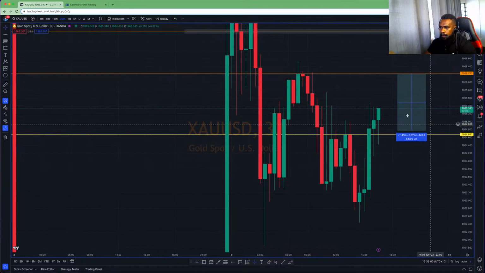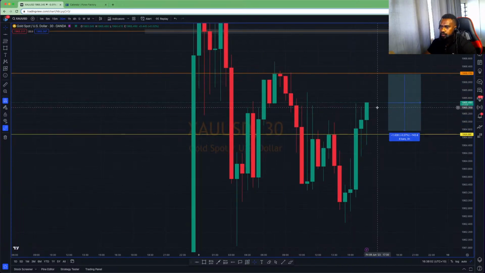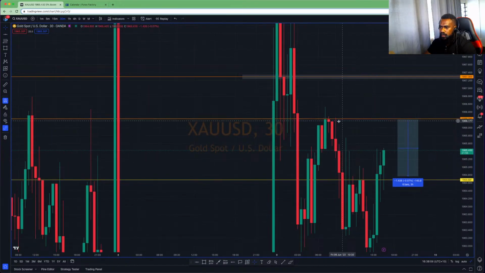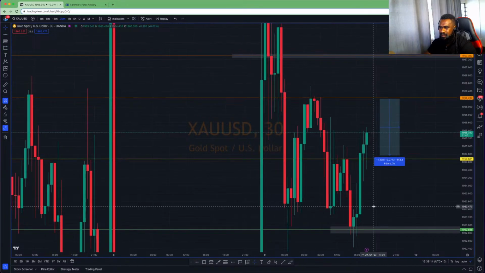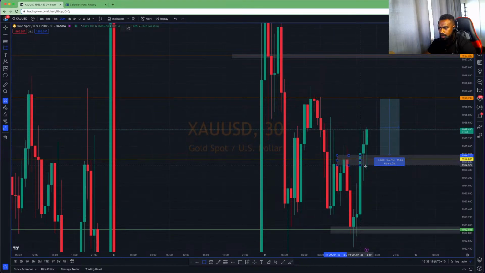So what could happen is we could potentially see some sort of fake out, and then we could come down to retest the lows. So that's what I'm anticipating at this point for this session. I'm not too confident on taking buys as yet. I think sells look more ideal at this point.